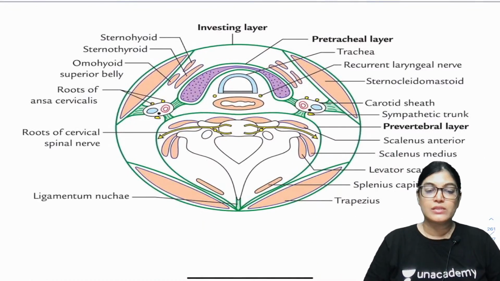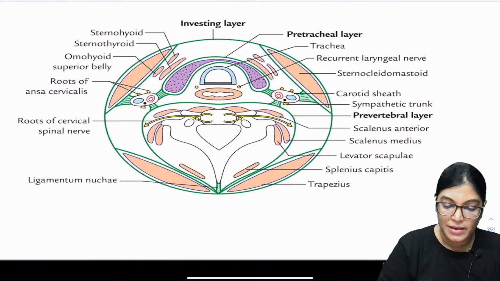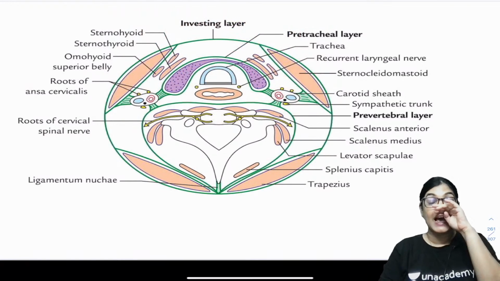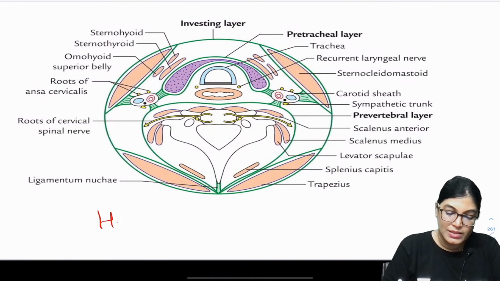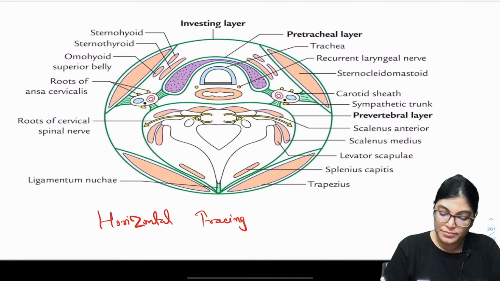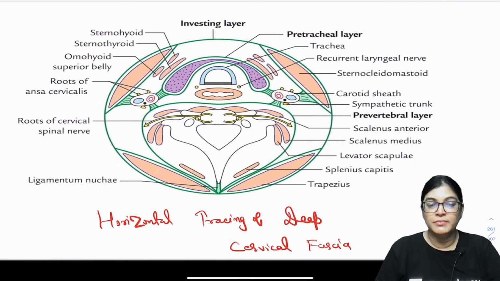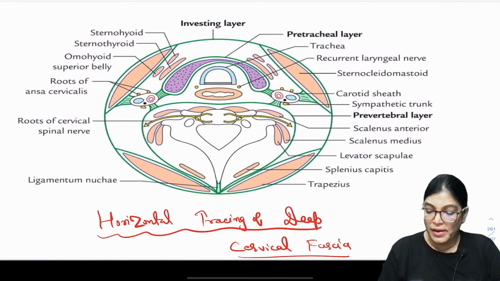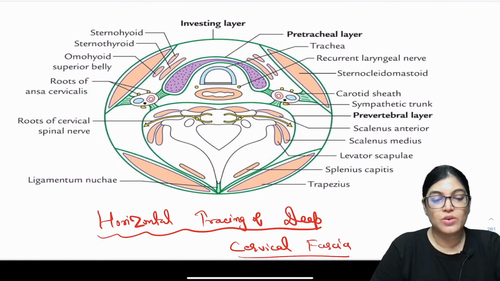So I would like to show you this diagram, which is a transverse section of the cervical region of the neck, and you can see the horizontal tracing of deep cervical fascia. With this diagram you can make out the horizontal tracing of deep cervical fascia. Okay, so next is to understand. So let's start with the tracing.